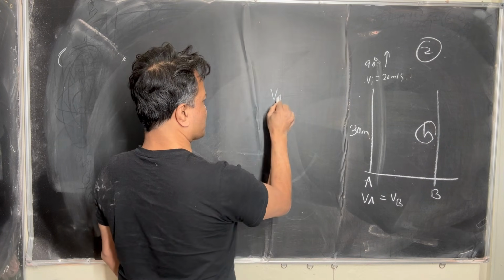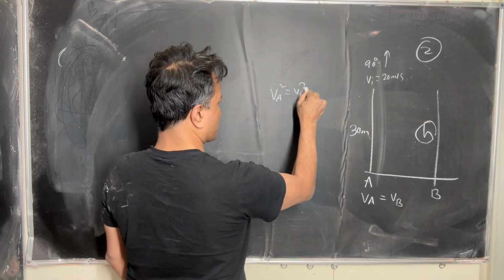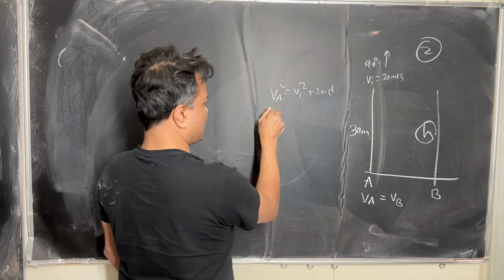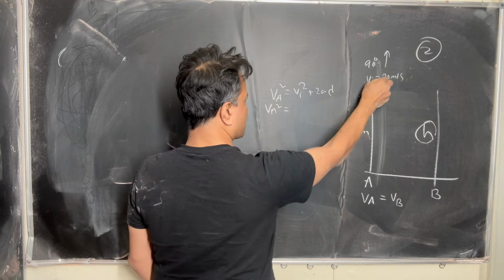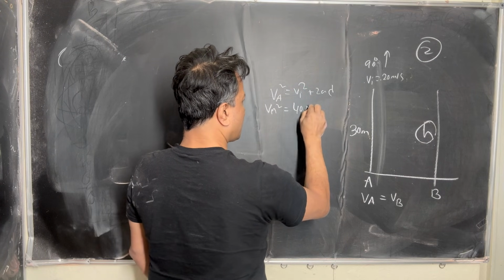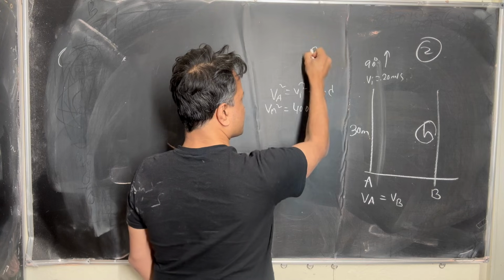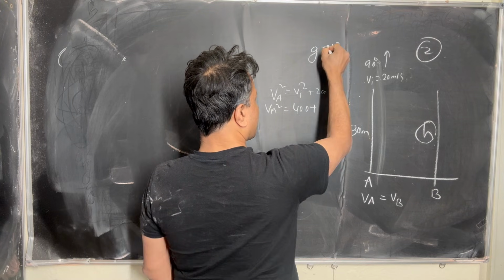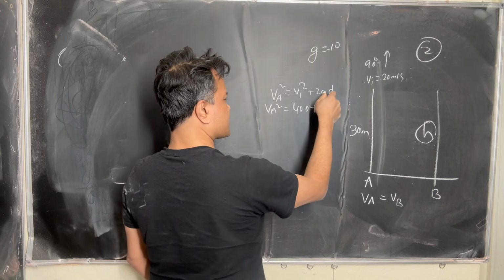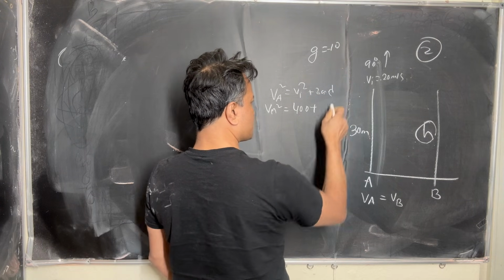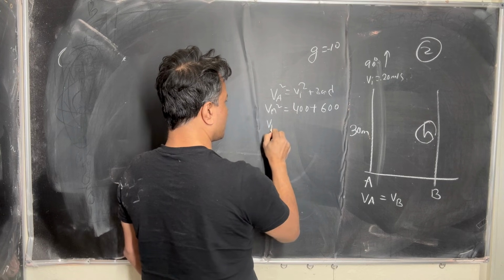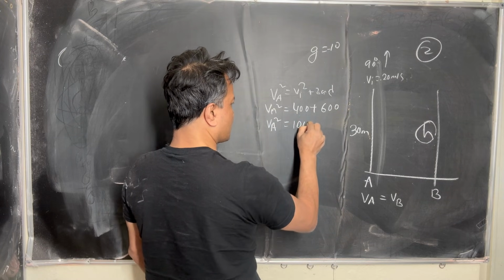So VA squared is equal to Vi squared plus 2ad. What is it? Vi is 20, so 400, plus 2 times 10. g is 10, negative 10. 2 times negative 10 is negative 20. Negative 20 times negative 30 is 600. So VA squared is equal to 1000.